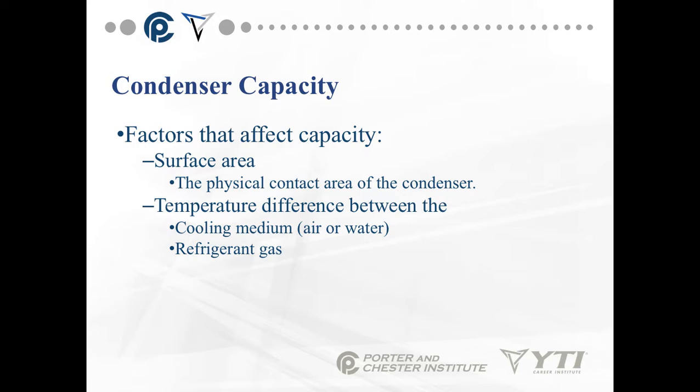So the larger the temperature difference between the refrigerant temperature and the outside air or water, the quicker heat is going to be removed. Now, when we get too far of a difference, we start having a problem where we have to worry about low ambient temperatures and stuff like that because of pressures. But again, the larger the temperature difference, the more heat is going to be removed from the condenser.